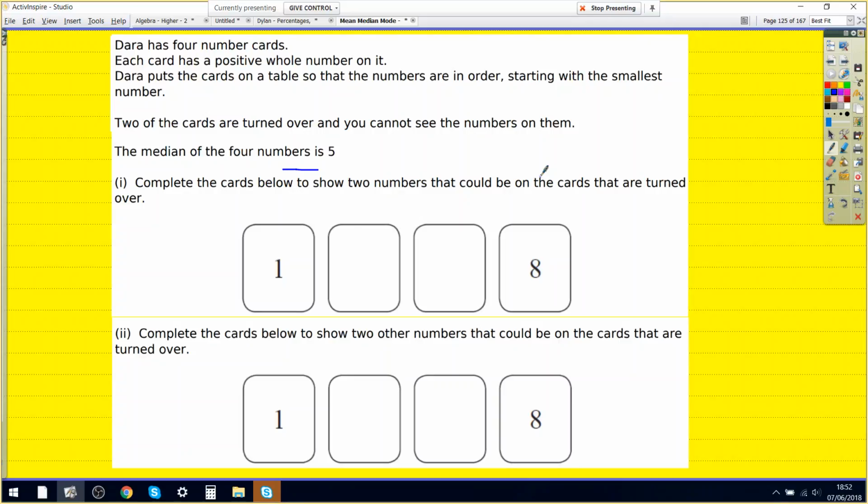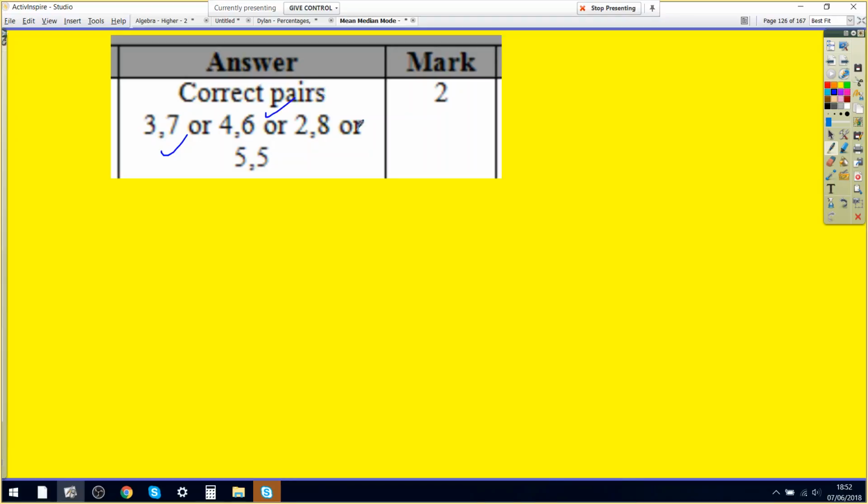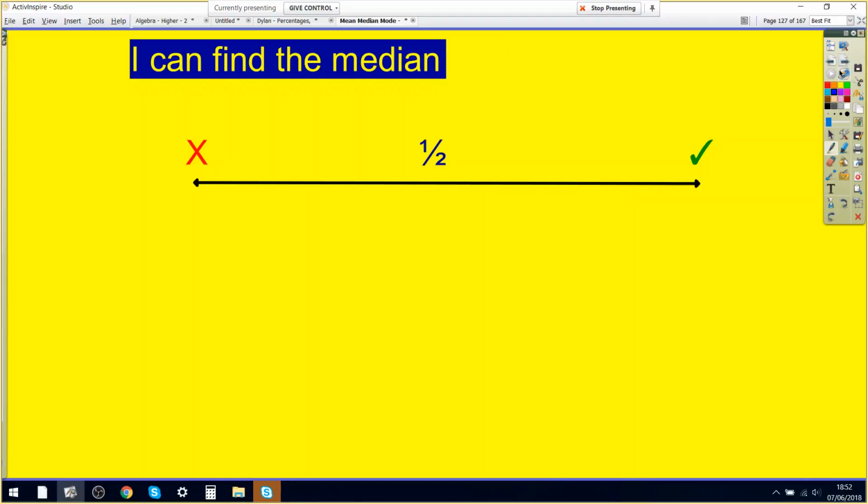Median of 4 numbers is 5, so would that make one of them, would it be like 1, 4, then 6 maybe? Yeah, 4 and 6. That will make a median of 5, and 2 other numbers. 3 and 7. Correct. That's it. 3 and 7, 4 and 6, 2 and 8, 5 and 5. That's it. I can find the median, x a half or tick.